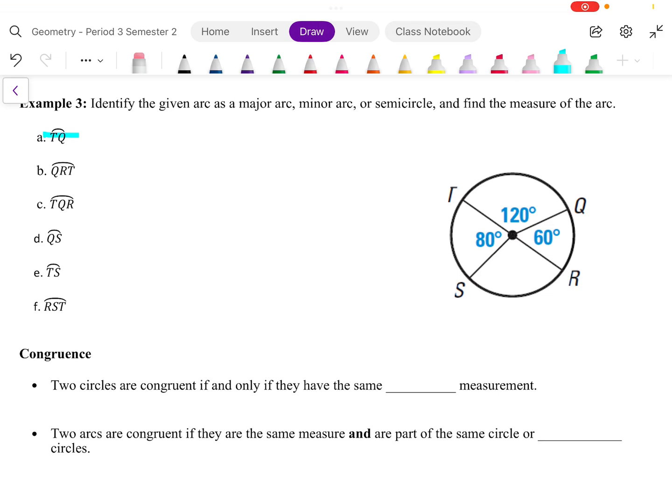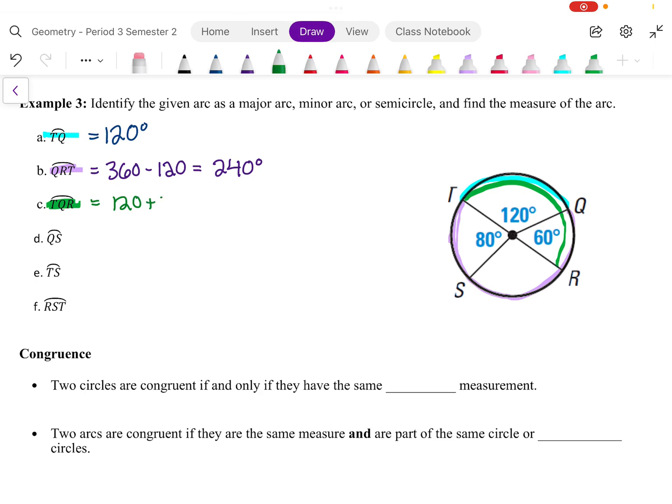So starting off with arc TQ, that one is going to be equal to the central angle of 120 degrees. Next, we have QRT. So this goes around the whole circle except for the 120. So we can take 360 minus 120 to get our answer, and that will leave us with 240. Next, we have TQR, which goes this way. So to get that answer, we would take 120 plus 60. And that would give us 180 degrees.